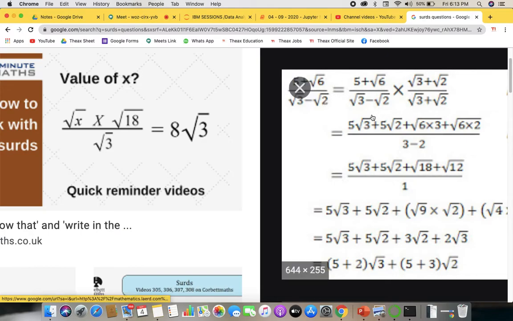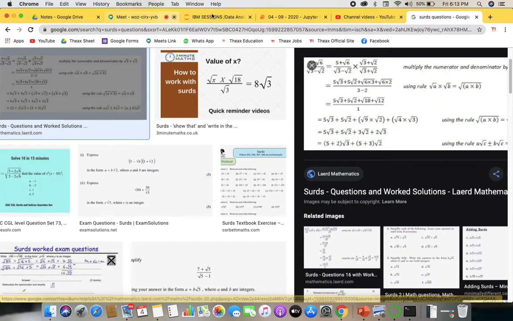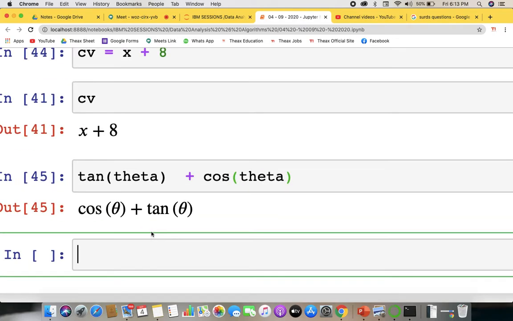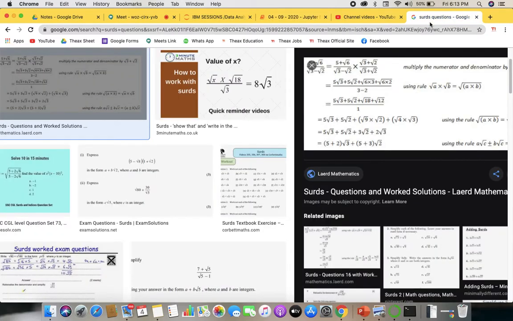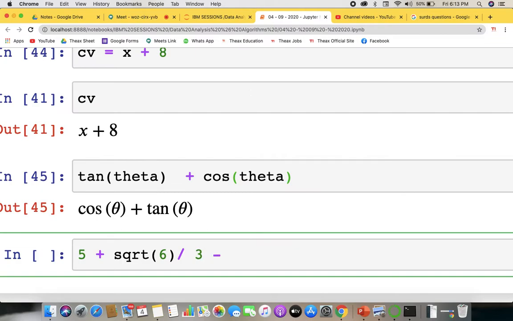I think we might have done around 100 questions like this, right? There were such questions in RD, RS. 5 plus root 6 by root 3 minus root 2. So it's 5 plus root 6, divided by 3 minus root 2.